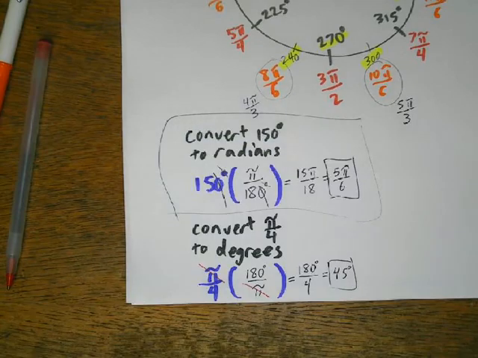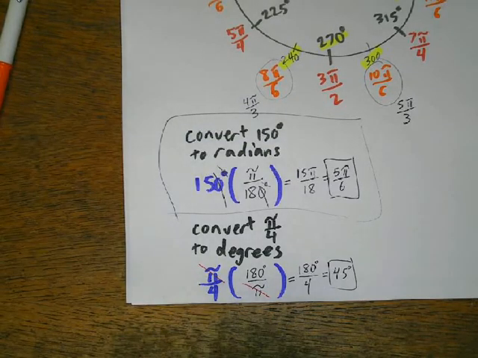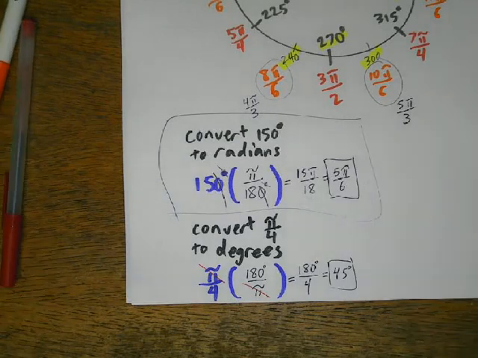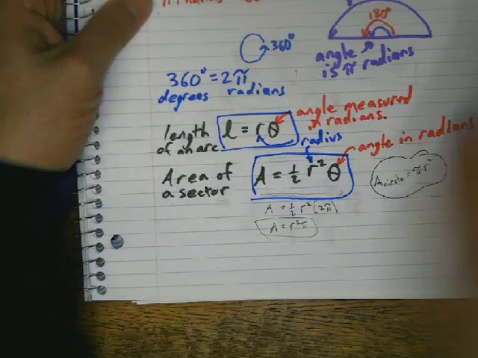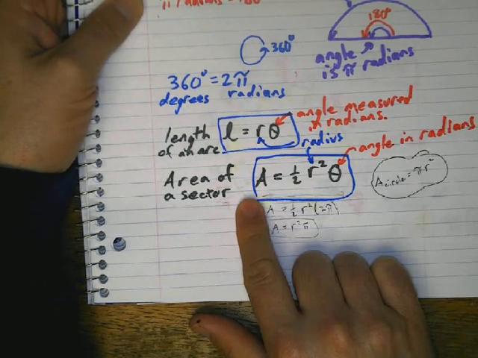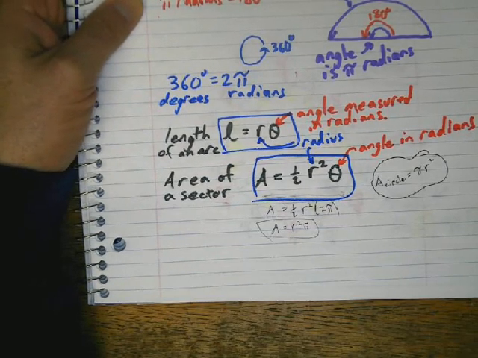So there you go. You're going to be using that conversion factor to convert degrees. And you will also be using these two formulas to find length and area. Hope this helps.